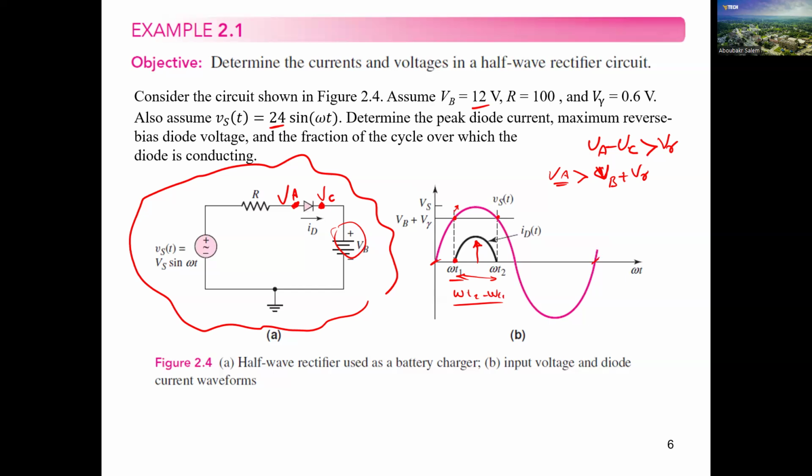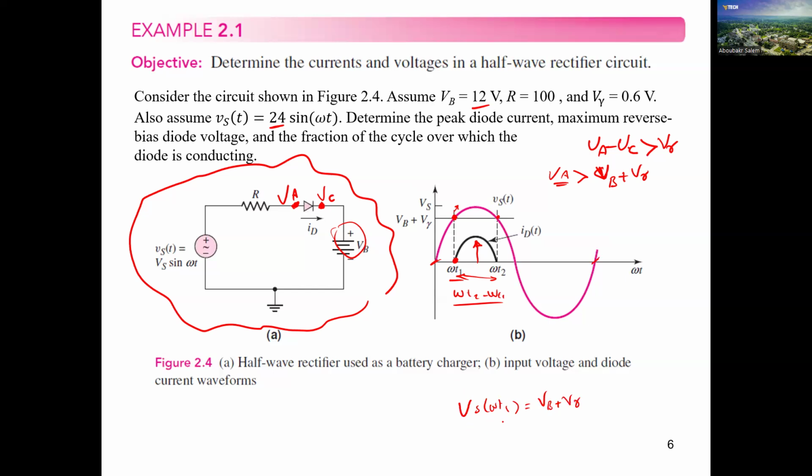We can get it simply by, here, guys, the condition of omega T1: the current is going to be 0 at omega T1. And at omega T1, can you see here, the supply volt equals V battery plus V gamma. So if you say now V battery plus V gamma is going to be equal to Vs at omega T1, so we can say Vs of omega T1 equals V battery plus V gamma.